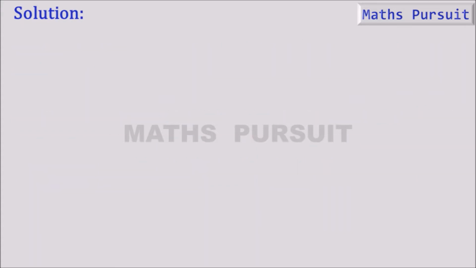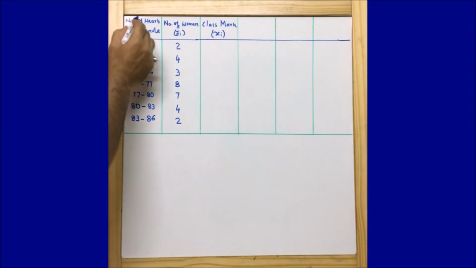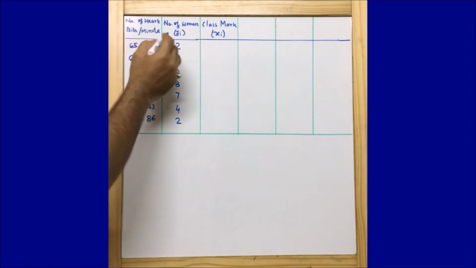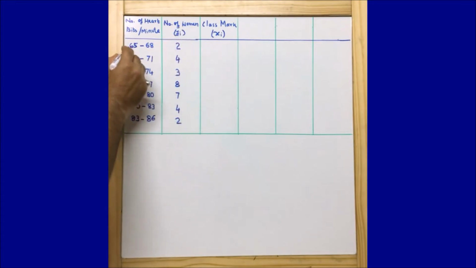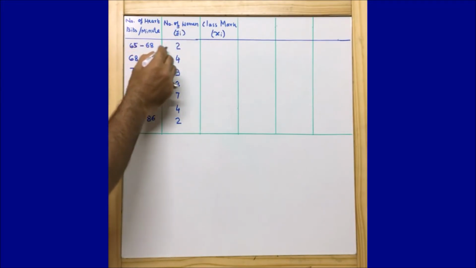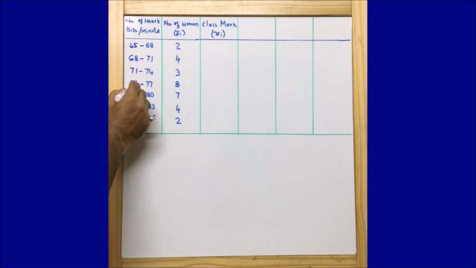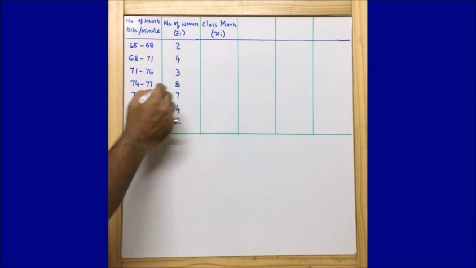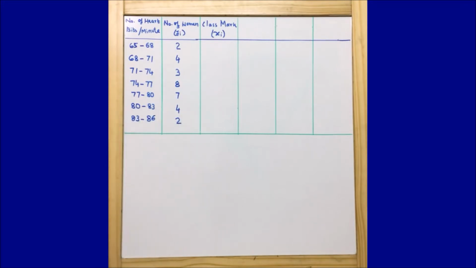Moving on to the solution. So guys, as per the question, I have noted down, in the first column, number of heartbeats per minute, and in the second column there is number of women, that is Fi, frequency. So in the group of 65 to 68 there are 2 women, 68 to 71 there are 4 women, 71 to 74 there are 3, 74 to 77 heartbeats per minute there are 8, 77 to 80 there are 7, 80 to 83 there are 4, and 83 to 86 there are 2 women.